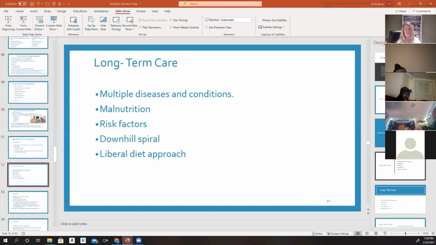So some of the things that we see in long-term care.